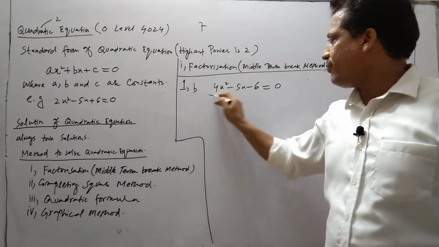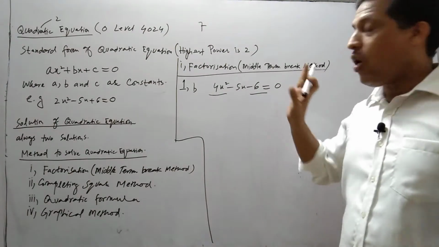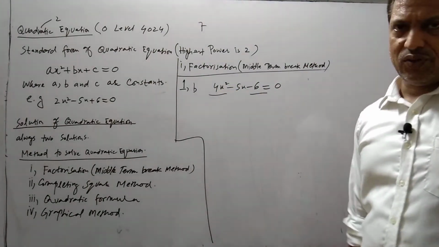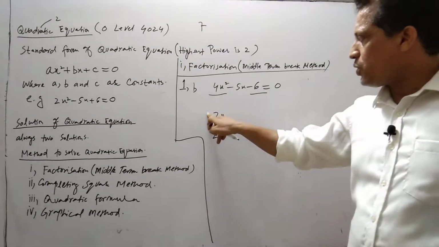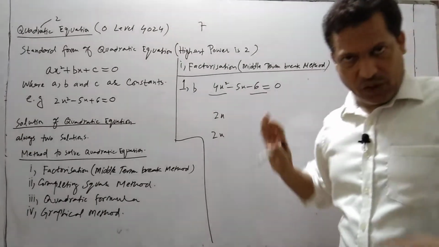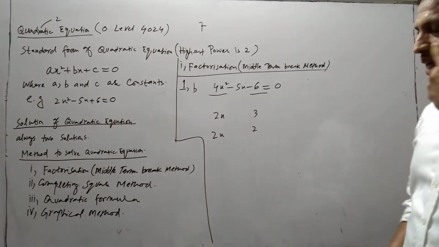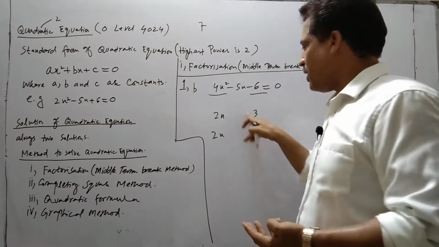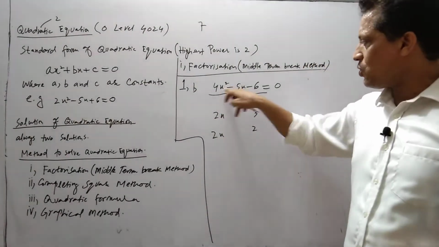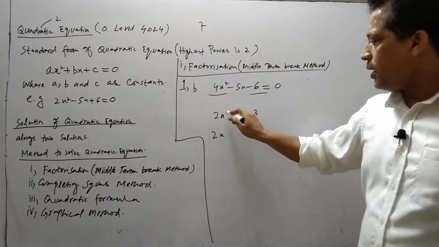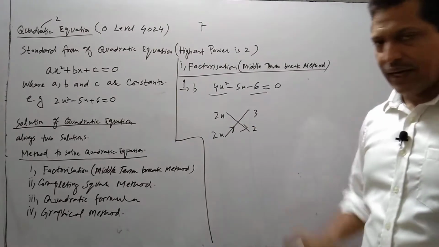We have to break the first number into two numbers and the last number into two numbers. Always two numbers. So this is 4x square. This can be written as 2x and 2x, because 2 2s are 4, x into x, x square. Break this 6 into 3 and 2, because there are no two numbers other than 3 and 2 which give 6. So 2 2s are 4, x into x, x square, 3 2s are 6. Now make arrows. This is the first arrow, this is the second arrow.